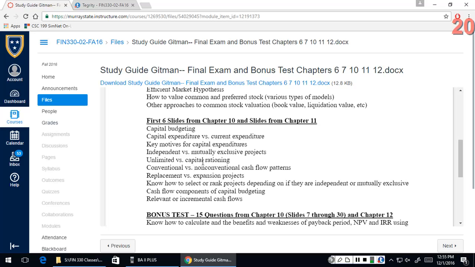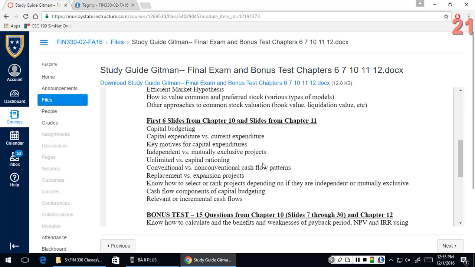Okay, so that was all, I believe, the first 6 slides from chapter 10, and then we jumped to chapter 11, and we went into basically talking about cash flow and the cash flow components of a capital budgeting project. So we said we have an initial investment, we have operating cash flows, and then occasionally we have what's called a terminal cash flow. That's at the very end of the life of the project. And we went through, basically that's what all of this talks about.